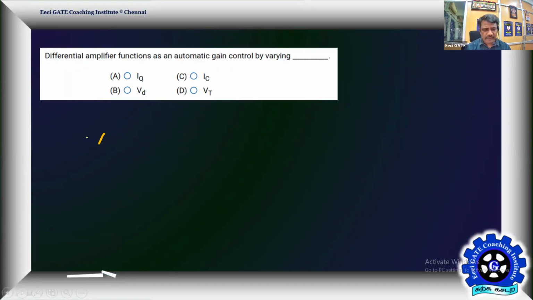We'll see. You have to remember the difference mode gain of a practical difference amplifier, that is half of RC by small r. And we know small r, as per the current source, is VT by I naught by 2 of the emitter currents at the Q point. So that's how it goes. Now tell me what's the connection between the two.